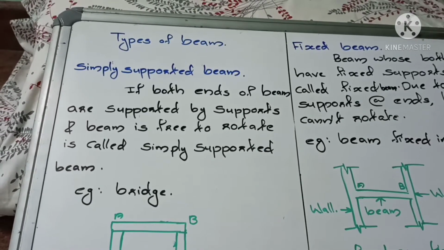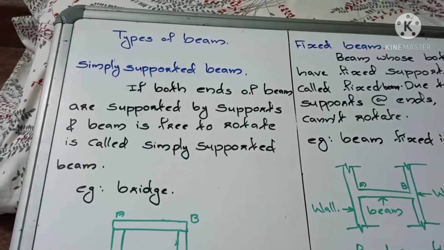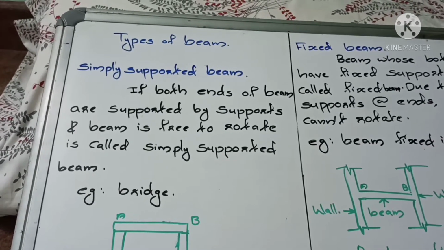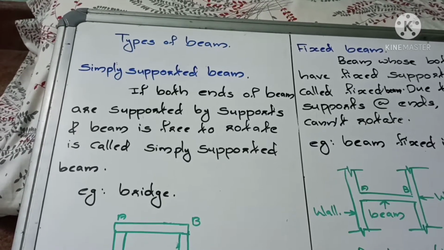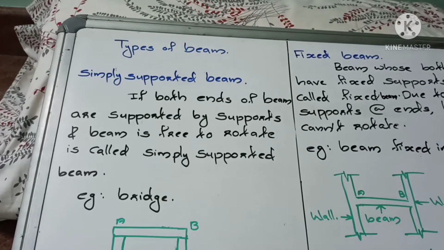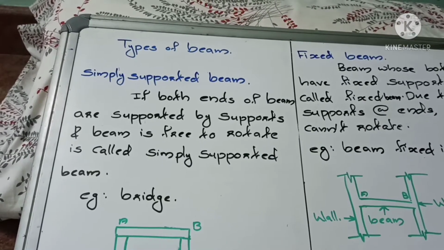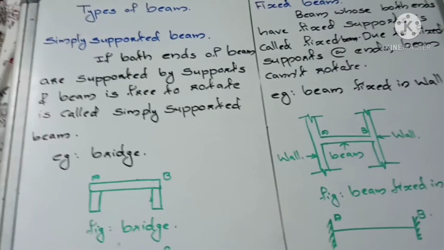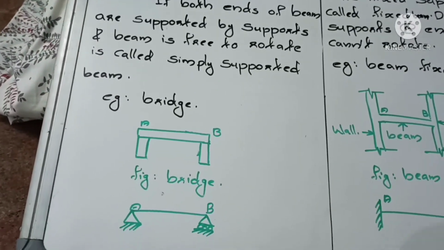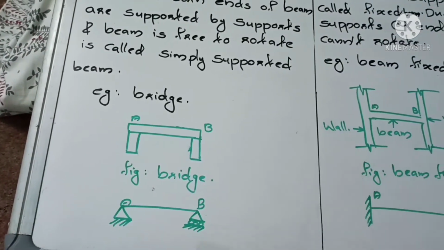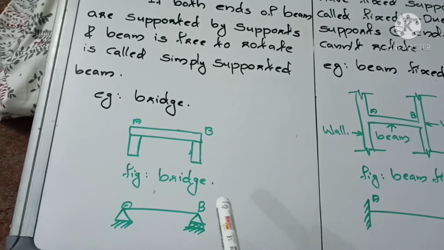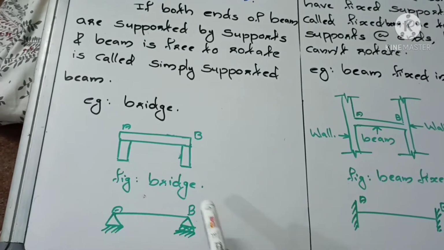Today we are discussing about types of beam. First one, simply supported beam. If both ends of beam are supported by supports and beam is free to rotate, it is called simply supported beam. Example, bridge. This is a figure of bridge. A simply supported beam can be represented like this.